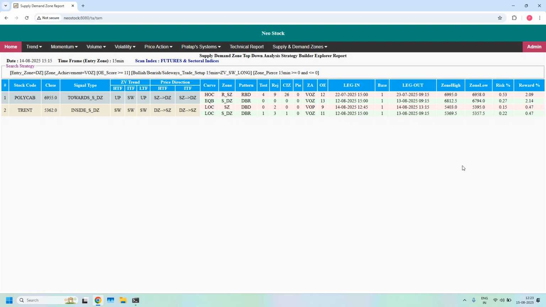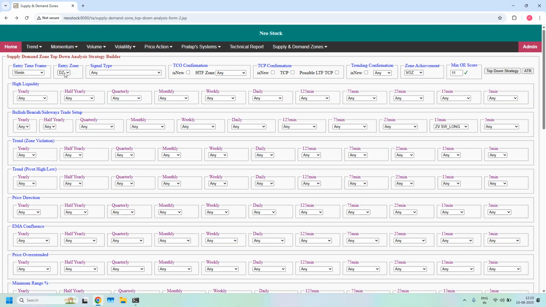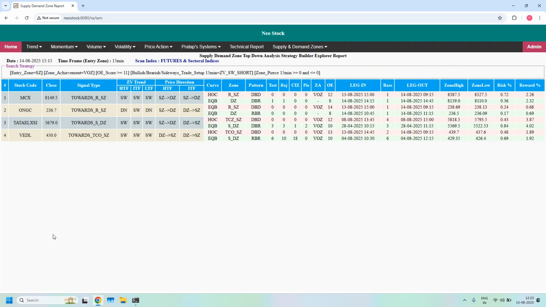Okay, next let us look into sideways short trade setup for daily income trade. Entry time frame 15 minutes supply zone. Here bullish or bearish or sideways, I am selecting sideways short. Let's filter. We got four stocks. That is a sideways short trade setup, not bearish, for daily income trade. Entry time frame zones are 15 minute supply zones. We got four stocks.